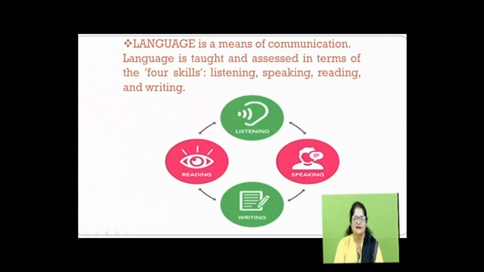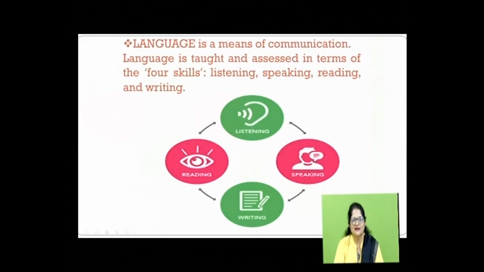Language is a means of communication. Language is taught and assessed in terms of the 4 skills, that is listening, speaking, reading and writing. These are the 4 skills of any language, and in that very order. Why in that particular order? Because without listening there cannot be any speaking, and without reading we cannot write anything, because for writing we need vocabulary, and vocabulary we get from reading.